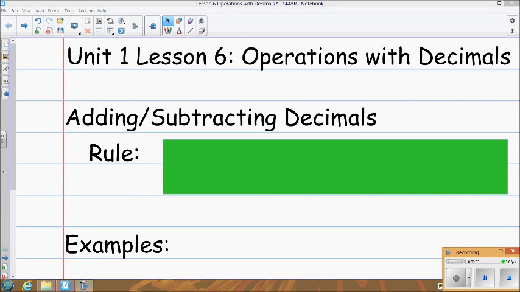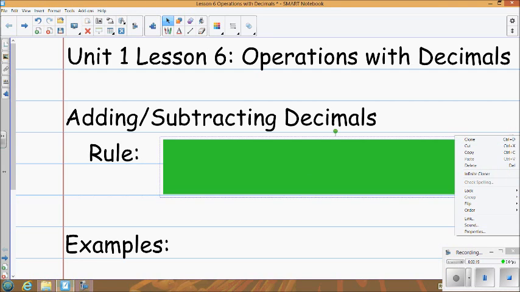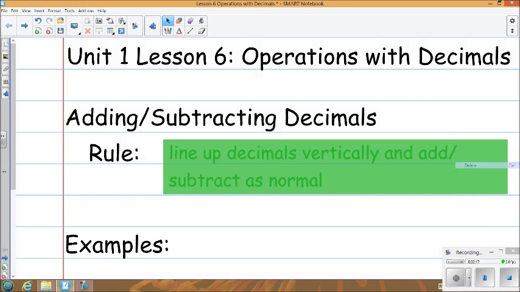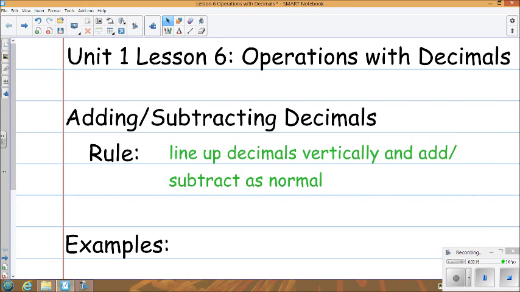Lesson 6 focuses on operations with decimals. So first, we're going to focus on adding and subtracting decimals. Adding and subtracting, you're going to follow the same rule. So the rule for adding and subtracting, you basically just treat it as a normal whole number. The only difference is you just have to keep the decimals lined up so that you carry the decimal as you work. So let me show you some examples of these.